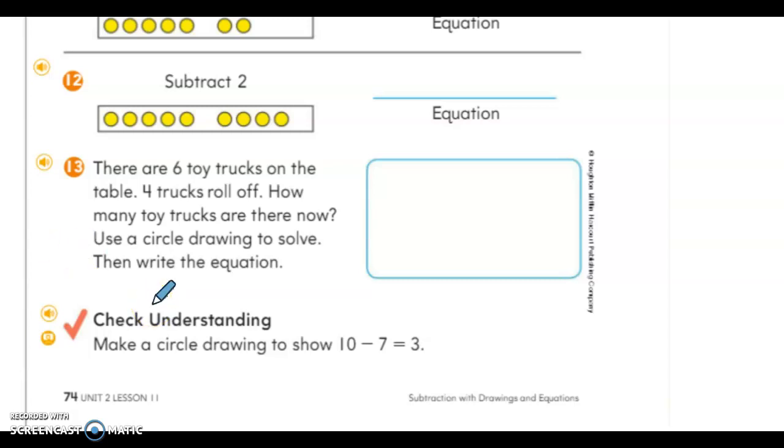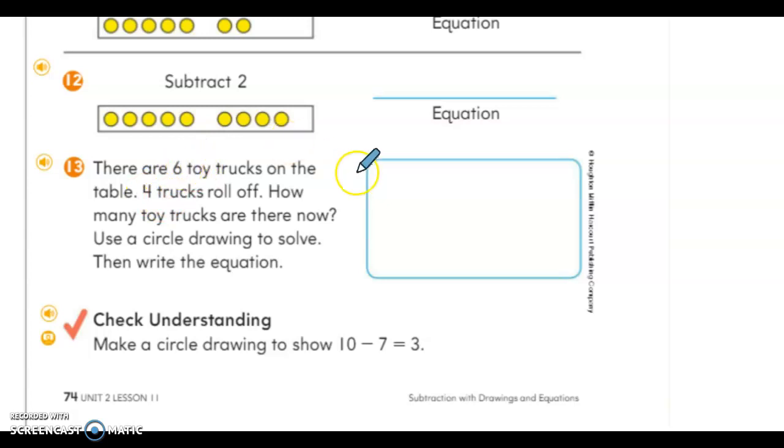This is a story problem, and sometimes we have to read our story problem 2 or 3 times to really understand what it's asking us. There are 6 toy trucks on the table. Sometimes it's helpful to visualize. You can just picture 6 toy trucks, if you've got a brother or sister or somebody who likes to play with trucks. 6 toy trucks are on the table. 4 trucks roll off. How many toy trucks are there now? It says use a circle drawing to solve, then write the equation.